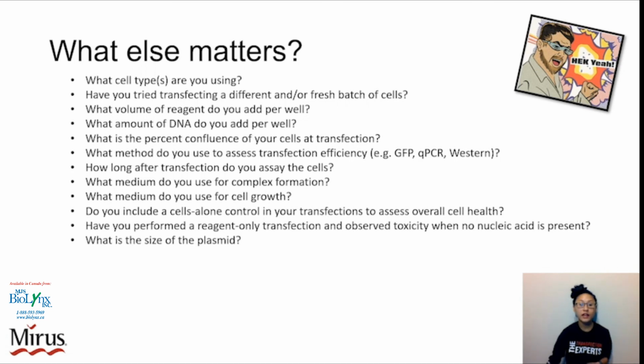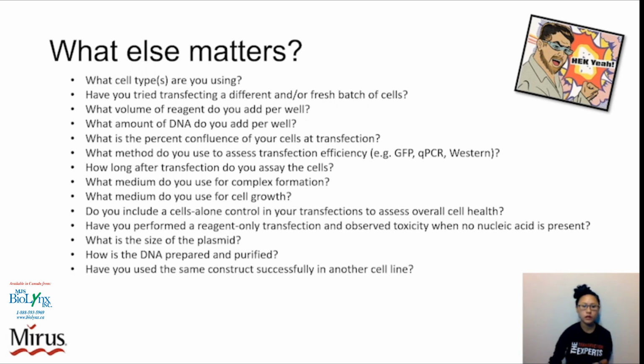Size of the plasmid: large plasmids are indeed harder to transfect, and you can try increasing the dosage of the transfection complex being delivered in order to deliver more copies of the plasmid. So if you found that a 3-to-1 ratio works well, try upping that to a 6-to-2. That's still a 3-to-1 ratio, but you're just doubling the amount of complex.